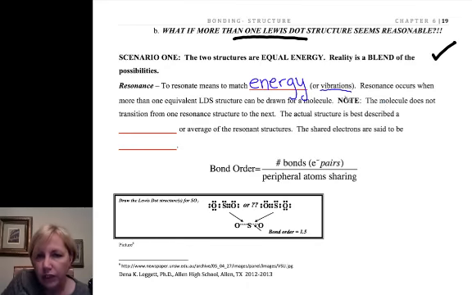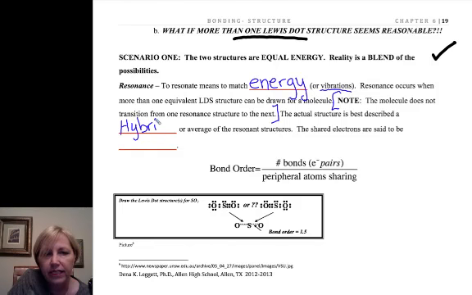Now, note here, this is so very important. There are teachers who teach it this way, and that is an incorrect way. The molecule doesn't flip-flop back and forth from one to the other. The actual, you might describe as a blend or a hybrid or an average of the resonance structures. It's not a flip-flopping back and forth. The shared electrons are said to be delocalized.